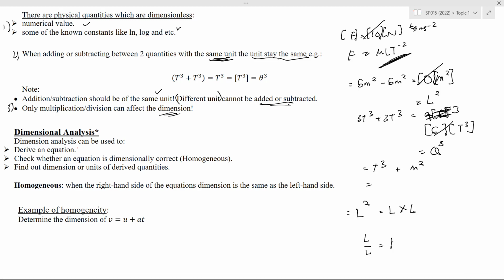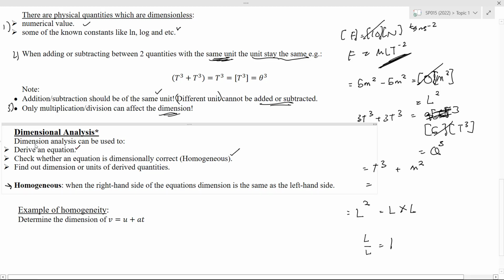Okay, so apakah kegunaan dimension analysis? One of the kegunaan is to derive an equation. Okay, next is to check whether an equation is dimension correct ataupun kita panggil dia as homogeneous. Homogeneous tu apa? Homogeneous tu adalah when the right hand side of the equation is the same as the left hand side of the equation. Let's see an example here.